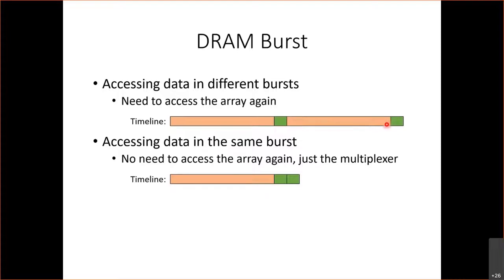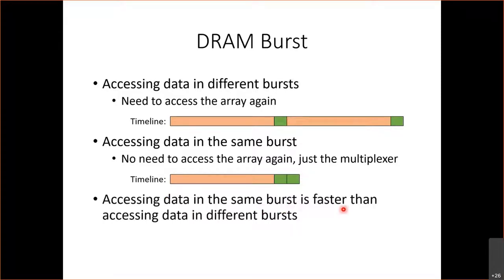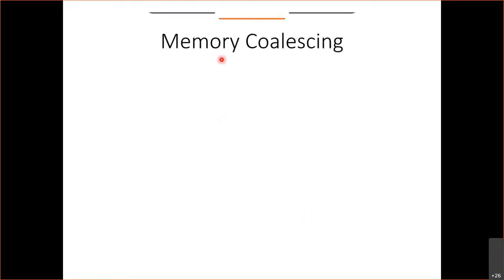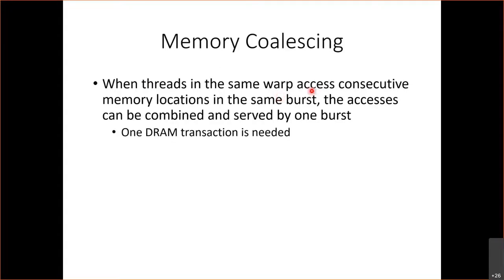Okay, thank you. Okay. So the moral of the story is accessing data in the same burst is faster than accessing data in different bursts. And this brings me to the point about memory coalescing. When threads in the same warp access consecutive memory locations in the same burst, so if I have threads in the same warp reading consecutive data in an array, that data will likely be in the same DRAM burst. These accesses can be combined and served by one DRAM burst. So that means that one DRAM transaction is needed, right? And this is known as memory coalescing. I coalesce the memory accesses from the different threads into one memory access.